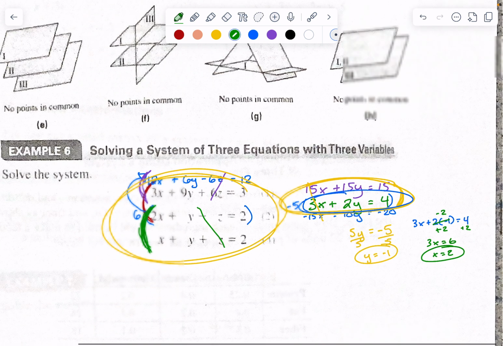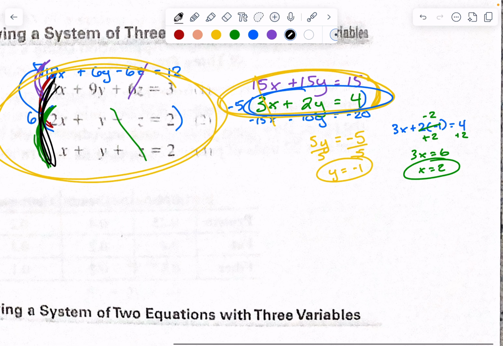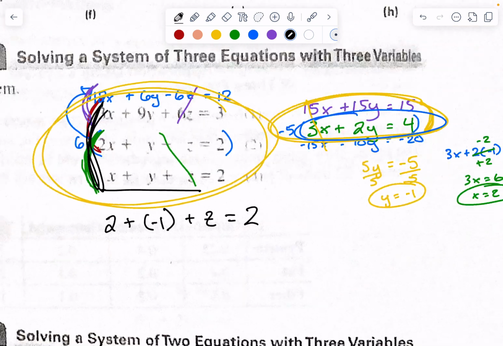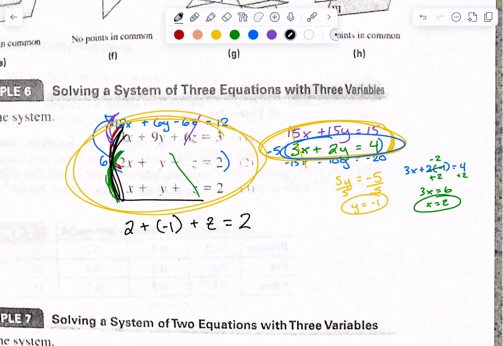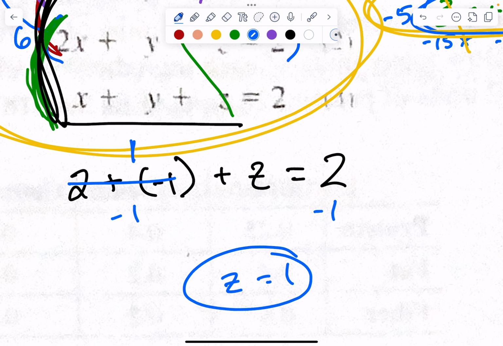Okay, now we have to go back to our first three equations. Which one do you want to plug into? I want to plug into the easiest, the bottom one: x plus y plus z equals 2. X is 2, y is -1, plus z equals 2. So we're just plugging into that bottom one. 2 and -1 is just 1. And if I subtract that 1 over, z is 1.